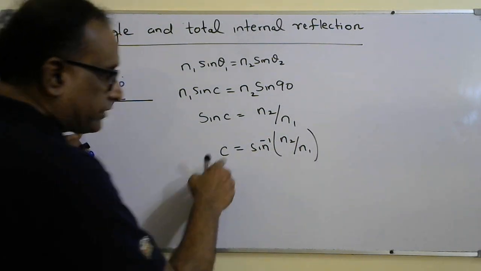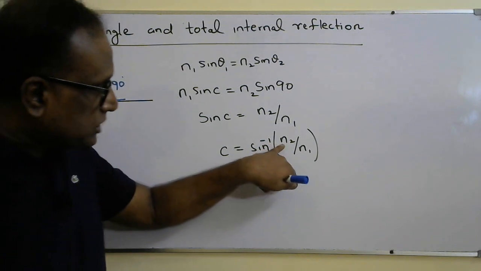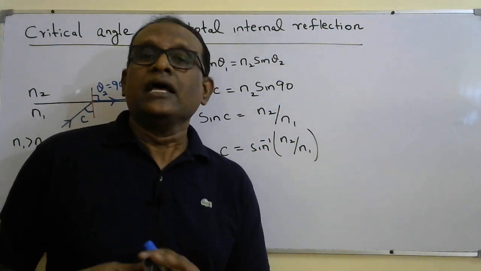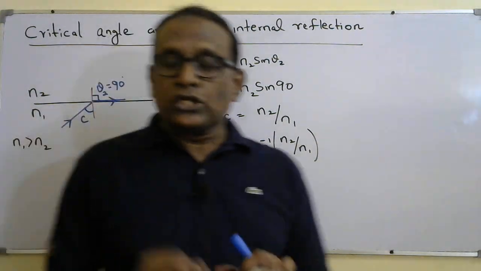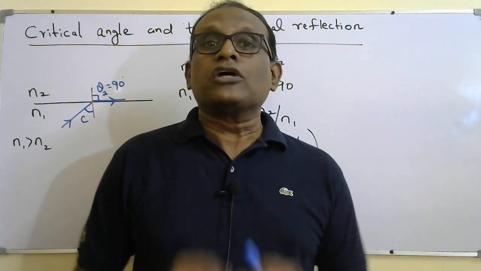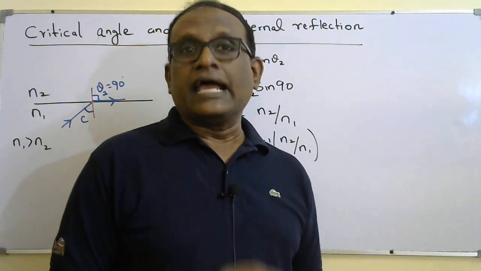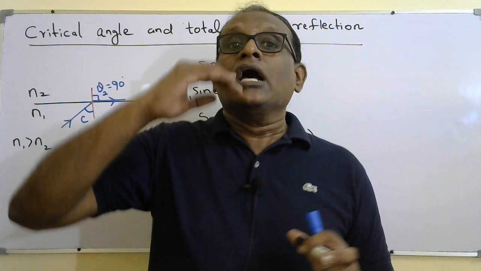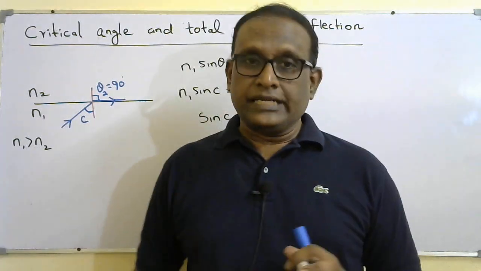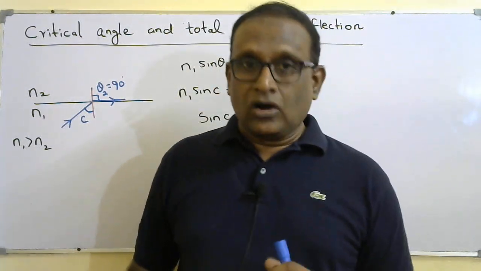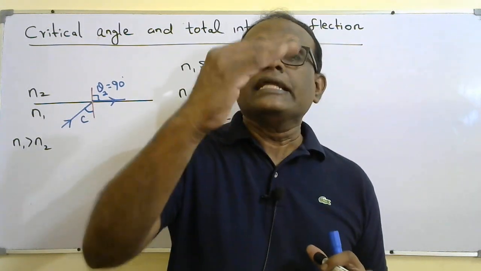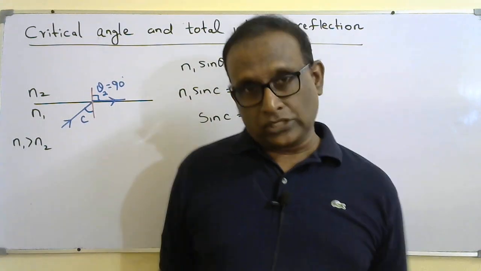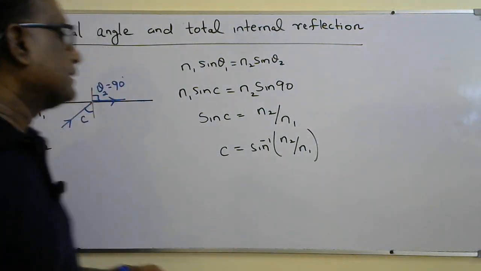So the critical angle C depends on both refractive indexes, not one refractive index. Remember that critical angle is not the property of one medium, it's the property of the boundary. We never ask to find the critical angle of glass or the critical angle of water. We ask to find the critical angle for the glass-water boundary or glass-air boundary, or the critical angle of the medium 1, medium 2 boundary. That's the way we should ask, because it's a property of the boundary, not of one particular medium. Remember that.